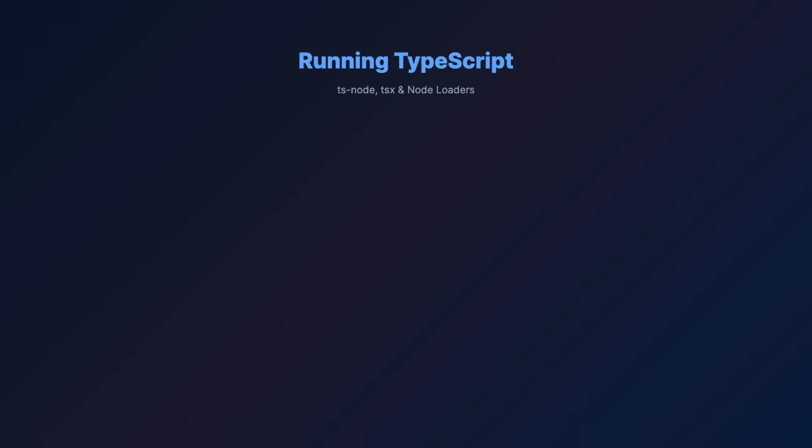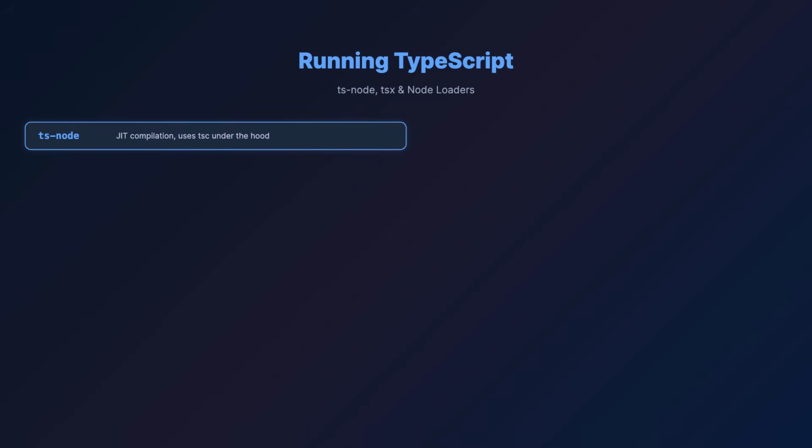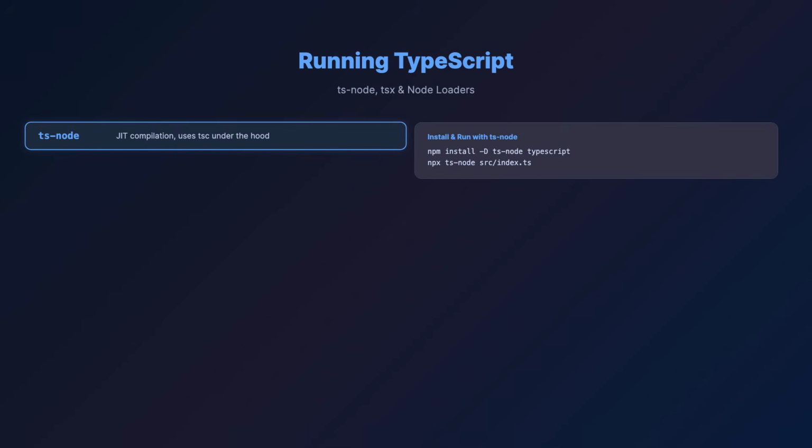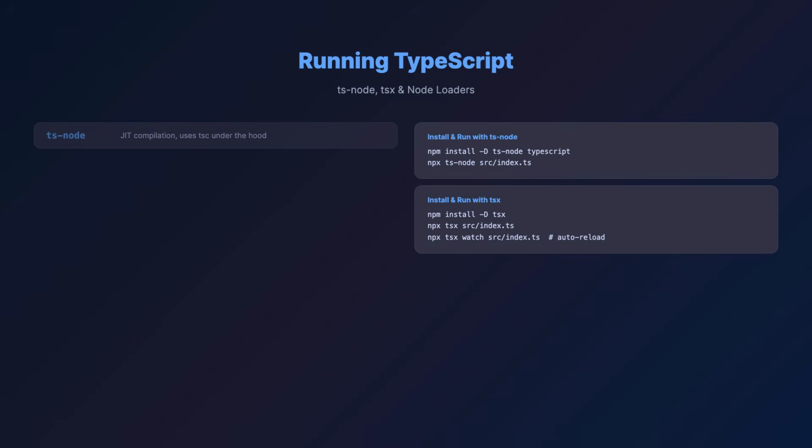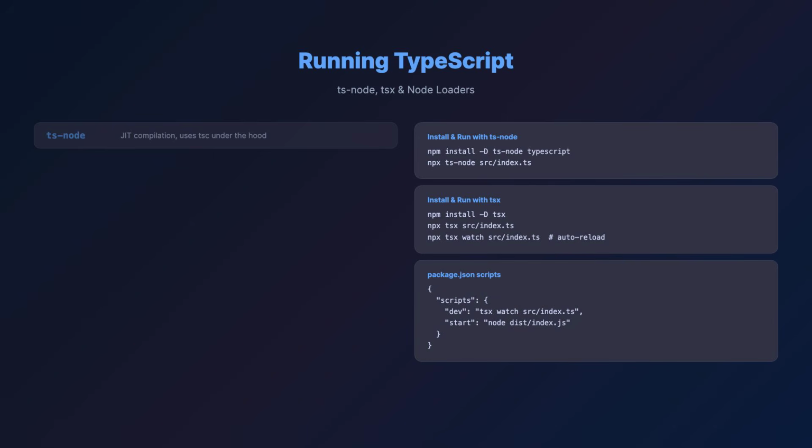Node.js can't run TypeScript files directly, but there are tools that let you skip the manual compile step. The first is ts-node. ts-node compiles TypeScript on the fly using the TypeScript compiler under the hood. You install it as a dev dependency alongside TypeScript itself. Then you run npx ts-node src/index.ts. It works, but it's slow. Every time you run it, TSC compiles your entire project.